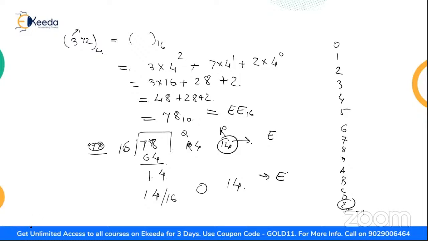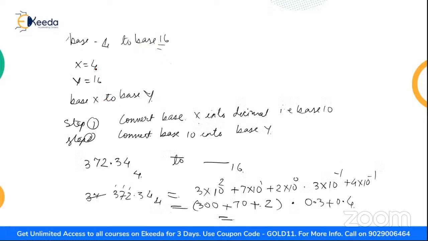So in this way you get, from base 4 you'll get EE base 16. Okay. So this is your conversion. Hope Ayushi and Bhargavi have understood this. So basically you have to follow two steps: convert base x into decimal, then convert base 10 into base y. Okay. So this is the explanation. Any other doubt you can post it, I'll solve.